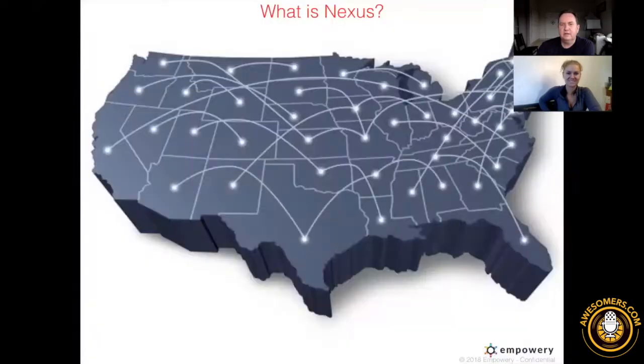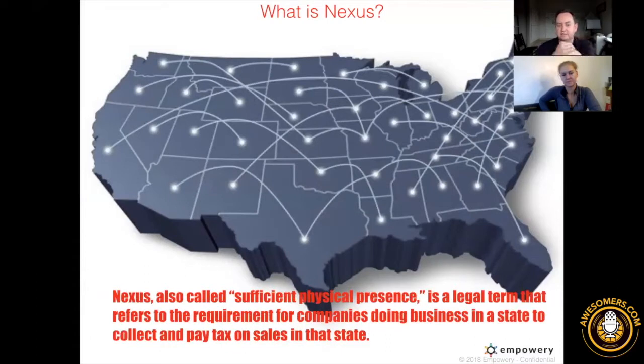So let's talk about this old concept of nexus. Prior to roughly June or July of this year, if you asked, what is nexus, do you have nexus, the question was, do you have a physical presence in the state? And it's actually defined as you see there on the screen: a sufficient physical presence, which is a legal term that refers to the requirement for companies doing business to collect and pay sales tax.